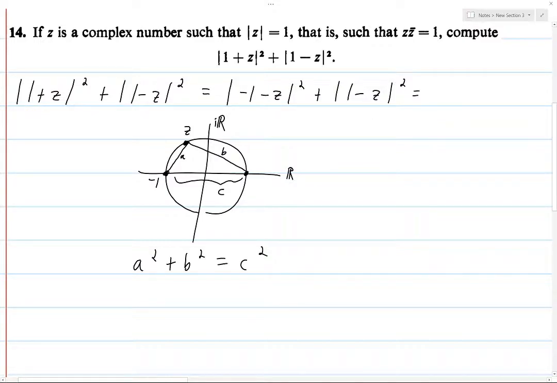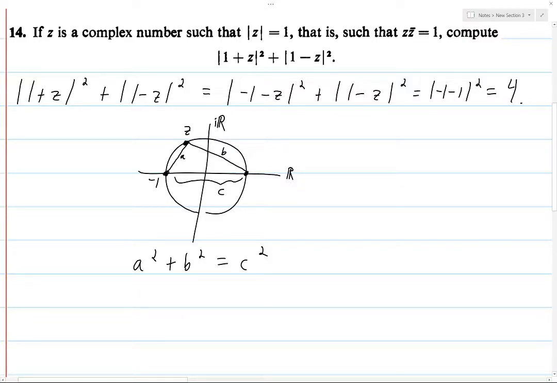And so what this is equal to is C², and what is C? C is the distance between negative 1 and 1. So it's the distance between negative 1 and 1 squared, and that's 2 squared, which is 4. And that's it. No matter what complex number you choose, this thing is always going to be equal to 4. And again, this is a really fantastic exercise, because as soon as you draw this picture and see the triangle on the inside, you should immediately be able to understand the proof.